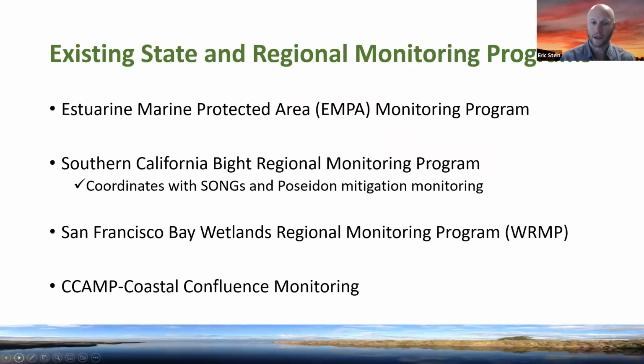So what we're going to do next with that broad overview is just quickly walk through a few of the programs that are ongoing within the state of California. You'll hear first from Kevin O'Connor about the statewide Estuary Marine Protected Area, or EMPA, monitoring program. Then Jan's going to talk a little bit about the Southern California regional program under our BITE regional monitoring program. Christina's going to talk about the San Francisco Bay Wetlands Regional Monitoring Program. And then I think, Kevin, you'll probably say a few words.